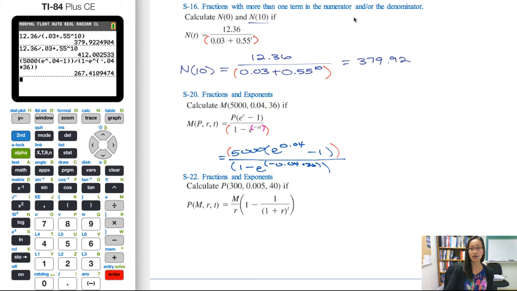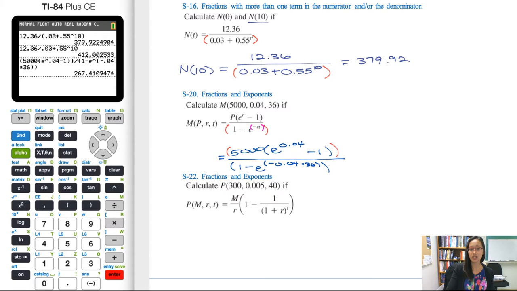Press enter. Okay, so this tells me that when I evaluate the function at those values, I get 267.41. Okay, I'll leave you with S22 to try on your own.